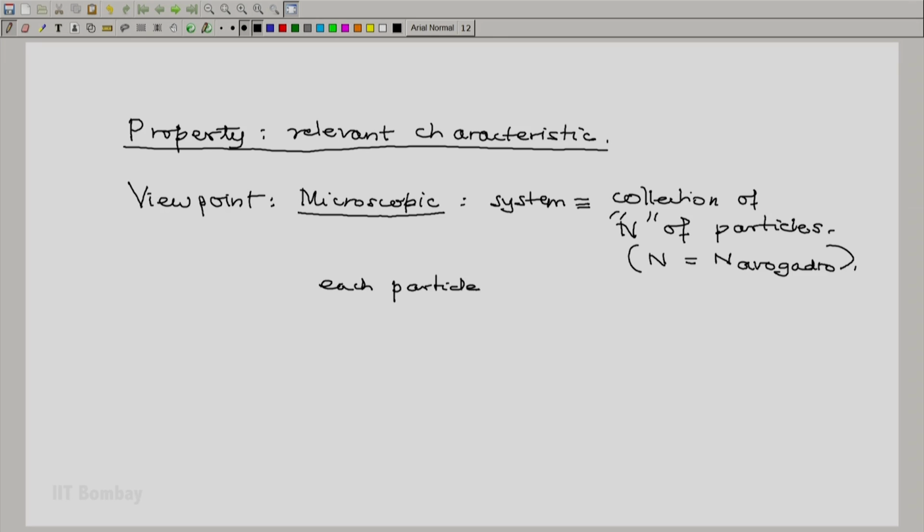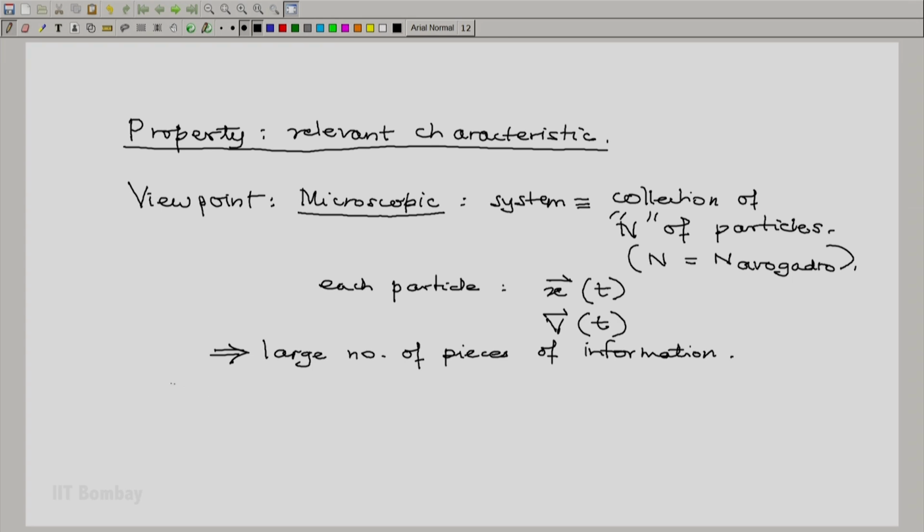So each particle will have a position and will have a velocity, and the position of each particle will be a function of time. The velocity of each particle will also be a function of time. That means, suppose there are a large number n of particles, we will have to specify n positions and n velocity vectors, each one as a function of time, and consequently this leads to a large number of pieces of information, and it is not so easy to handle.